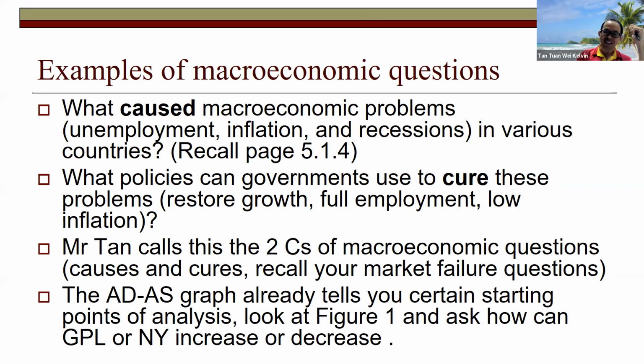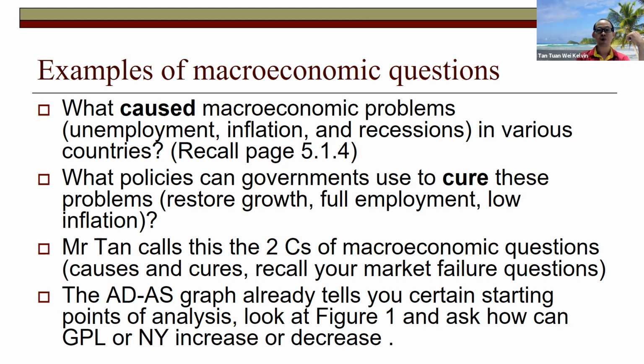Okay, the ADAS already tells you certain starting points, right? As I've shown you as I draw the ADAS graph, if you look back at your figure 1, can you see that as the AD shifts to the left, if the AD were to decrease, the real national output will fall? So already that tells you that if I want to explain what could cause a recession, I must find a way to explain why the aggregate demand shifts to the left. And if it does shift to the left, I would have explained why the real GDP would fall.